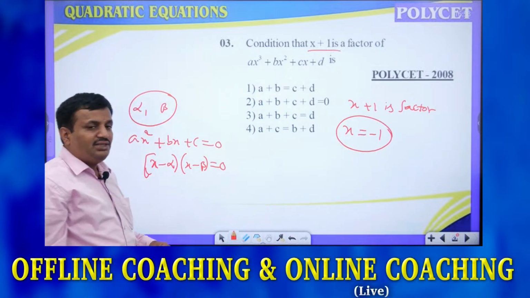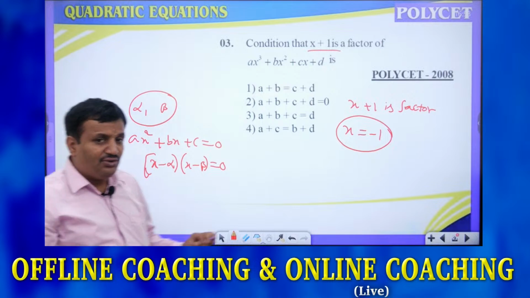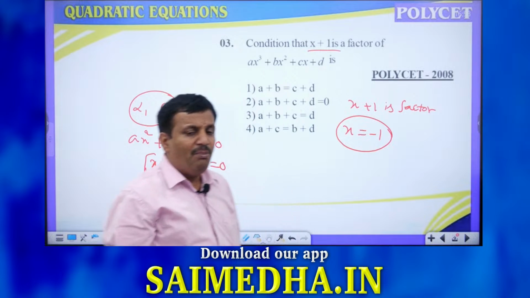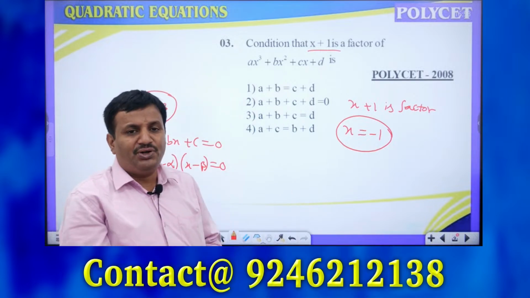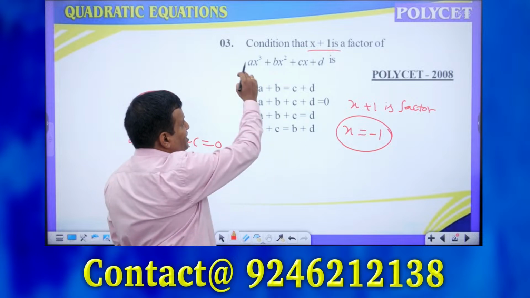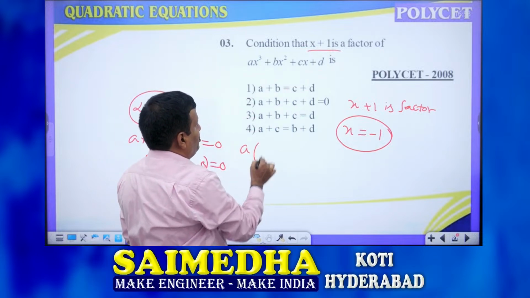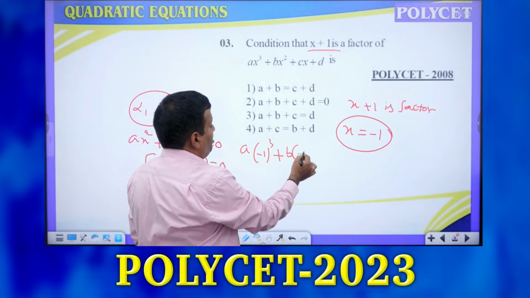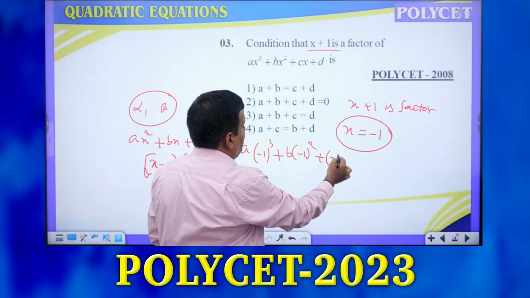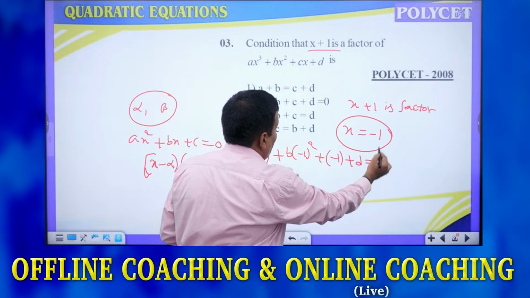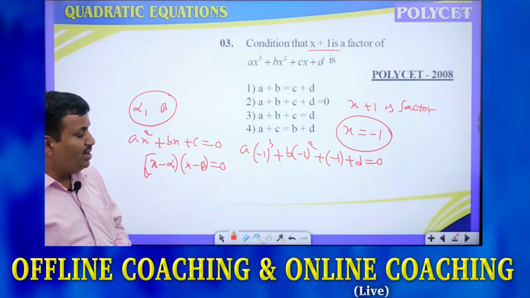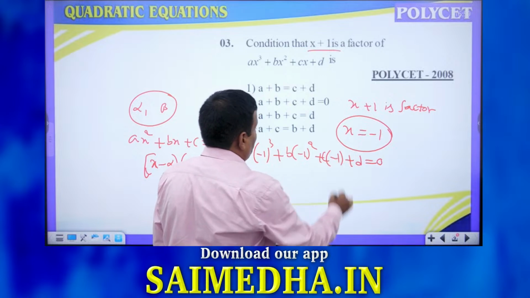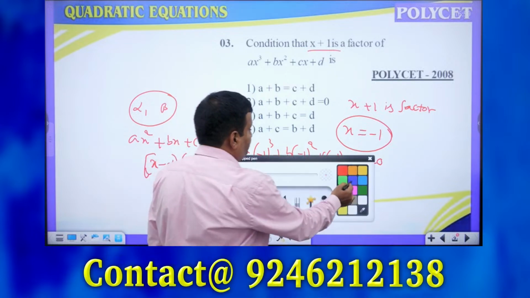X is equals to minus 1 is the root. Confuse అవద్దు ఫ్యాక్టర్ కి రూట్ కి. x plus 1 factor అంటే మనకి రూట్ ఏమవుతుంది, x is equals to -1. ఎలా వస్తుంది మనకి, equate x plus 1 to 0, x is equals to -1. Substitute here a into -1 whole cube plus b into -1 whole square plus c into -1 plus d equal to 0.